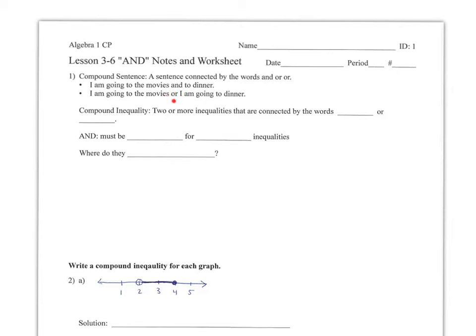So when we have an or statement, we're going to have usually a lot more answers compared to the and, because on and it's got to be true for both inequalities, on an or it's got to be only true for one of the inequalities. Okay, so let's take a look at what I'm talking about here.